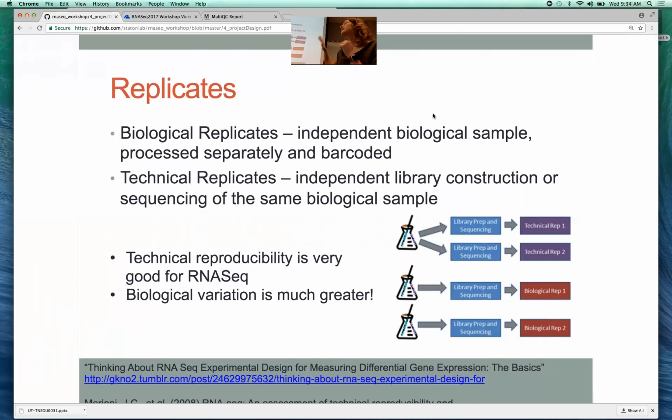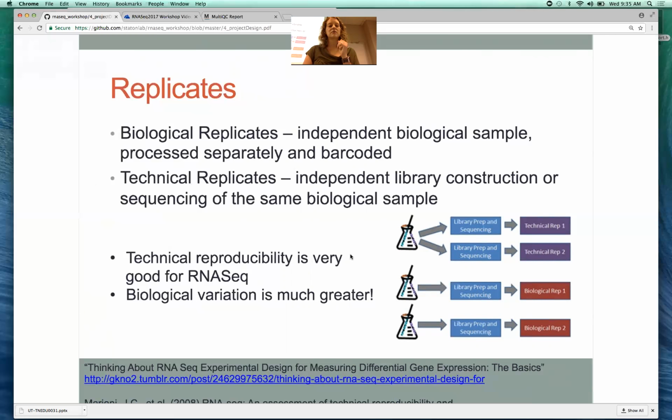And the reason why: technical reproducibility is extremely good for RNA-seq. It is much better than microarrays, but biological variation is huge. So you want to put all of your statistical power into detecting and understanding your biological variation. Do not waste your money on trying to understand technical variation because it's going to be so much smaller than your biological variability. So always do biological replicates and not technical replicates, unless your experiment is, I'm testing two different library preparation procedures, or I want to quantify the variation on this new Illumina sequencer that I just bought, in which case you would want to do technical replicates.